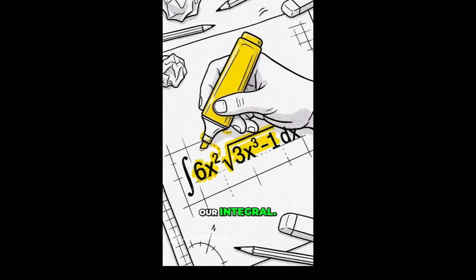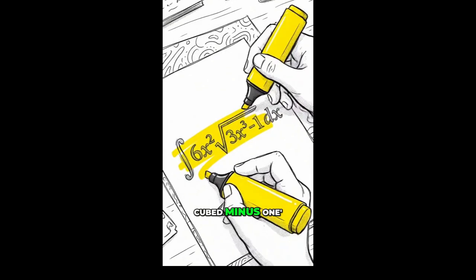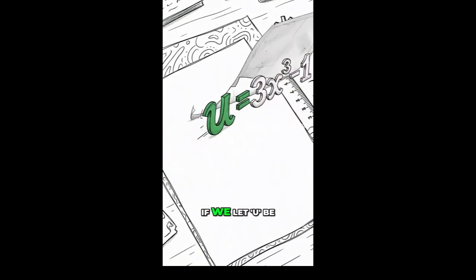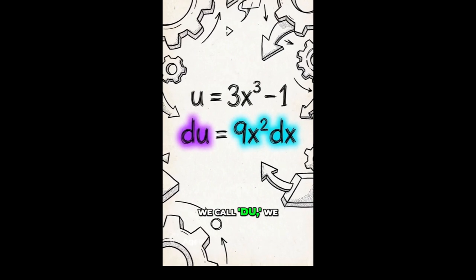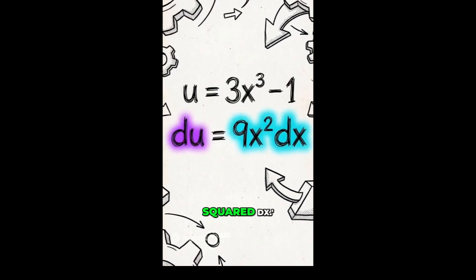part of our integral. See that 3x cubed minus 1 inside the square root? If we let U be that entire expression, 3x cubed minus 1, then when we find its derivative, which we call du, we get 9x squared dx.